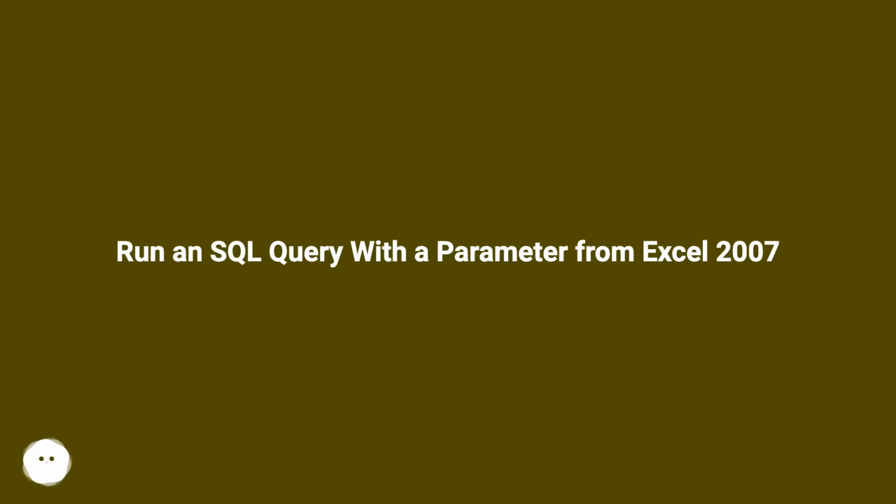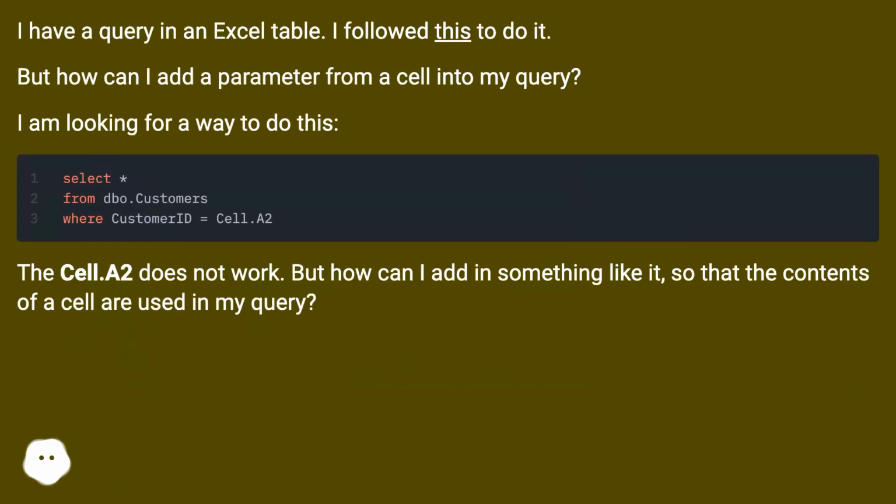Run an SQL query with a parameter from Excel 2007. I have a query in an Excel table. I followed this to do it. But how can I add a parameter from a cell into my query? I am looking for a way to do this.